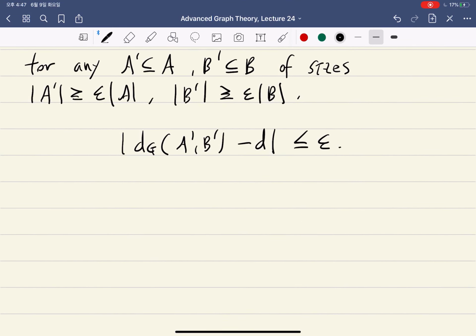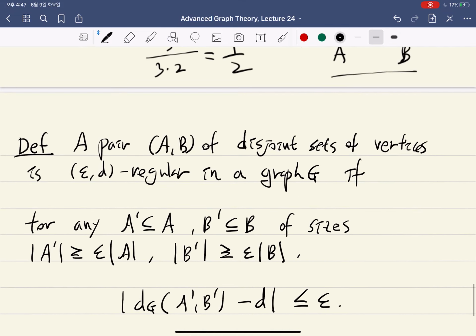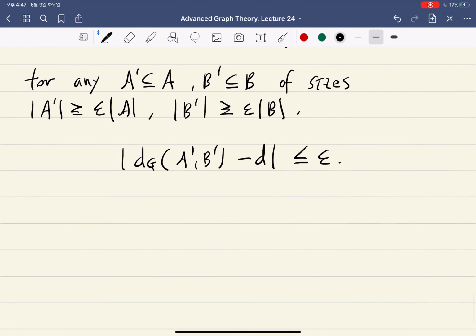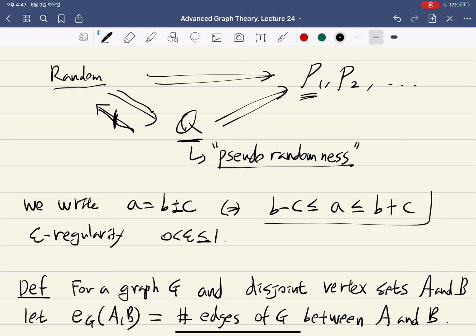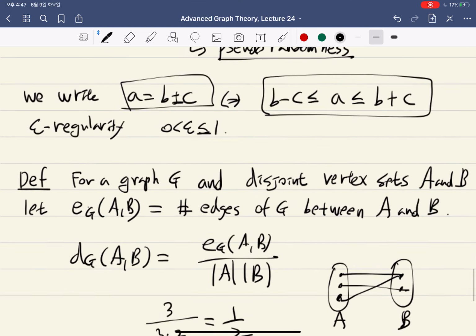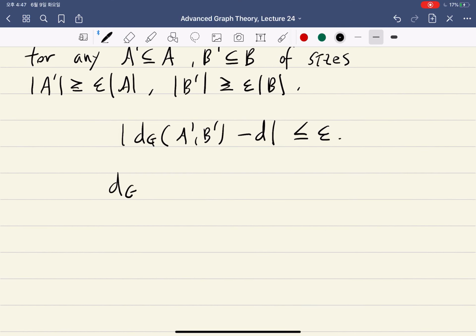For our convenience, let's write that A equals C plus or minus B. Sometimes we want to bound A from below and from above, so instead of writing this in full, let's write it this way. In this case, this can be rewritten as D plus or minus epsilon.